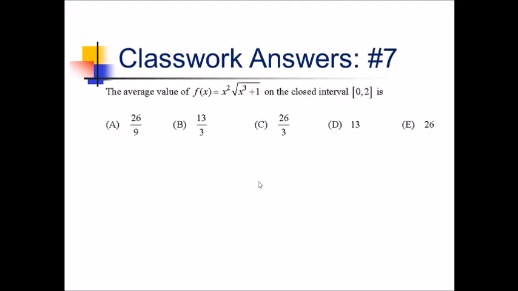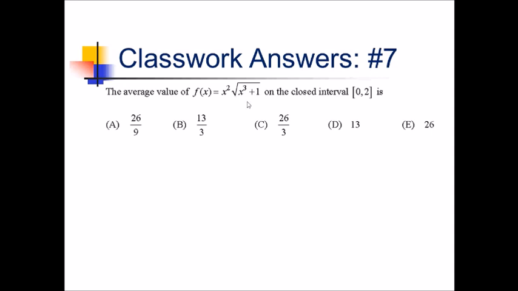For this problem, we're asking for the average value of f of x equals this function here on the interval from 0 to 2. So for average value, we're going to have essentially 1 over 2 minus 0 times the integral from 0 to 2 of this function. That means we're going to have to take an antiderivative of this function since this is a no calculator problem.